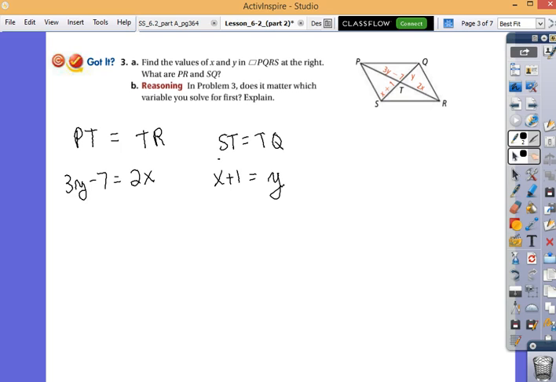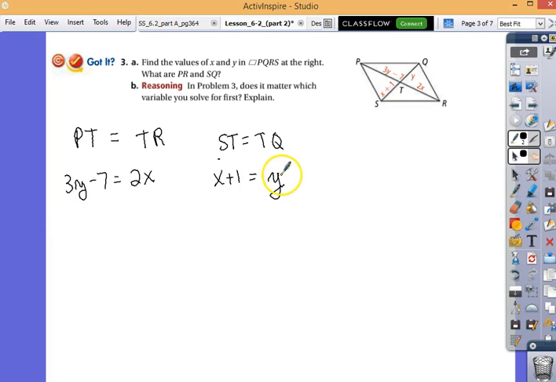Why? Because it already gives... Yeah, y is already isolated. Technically, that means we're going to be solving for x first, because when we put this in for y in the other equation, we're only going to have x's, and we'll get an answer for x first. And then we'll back substitute to get the answer for y.